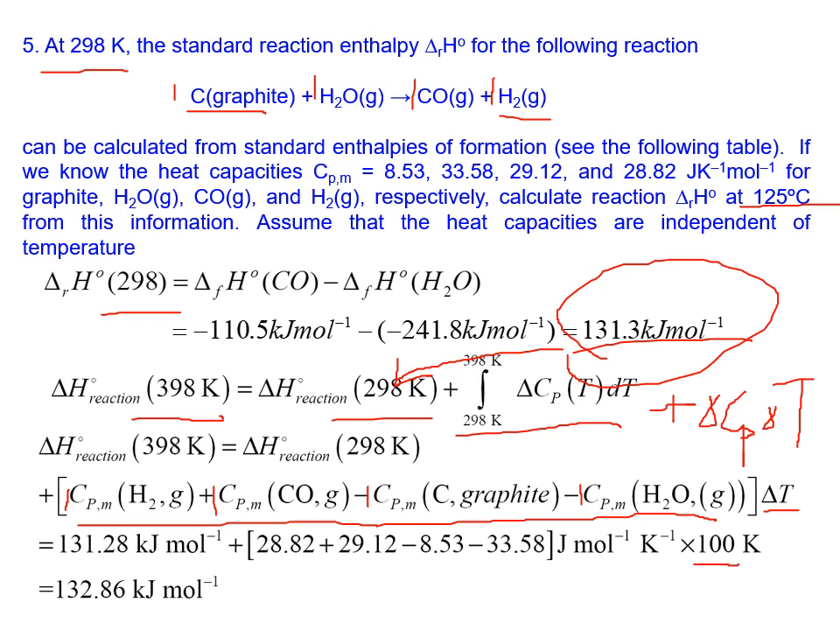One more thing I want you to pay attention to is the unit. The reaction enthalpy unit is always kilojoule. That's the delta H. But the heat capacity is in joule. So in order to add these together, you must multiply by 0.001 to change to kilojoule, so that they are consistent.